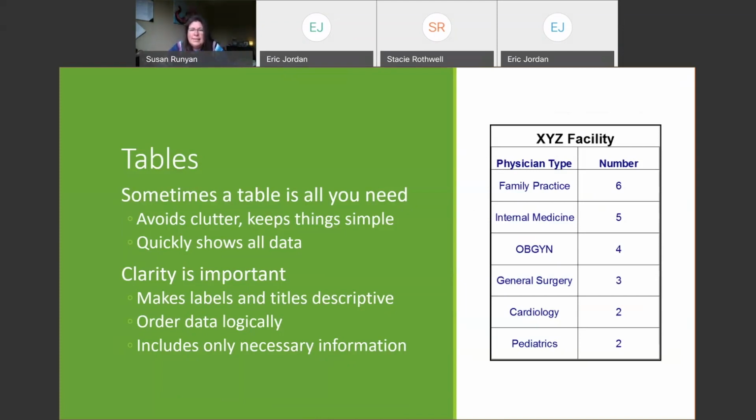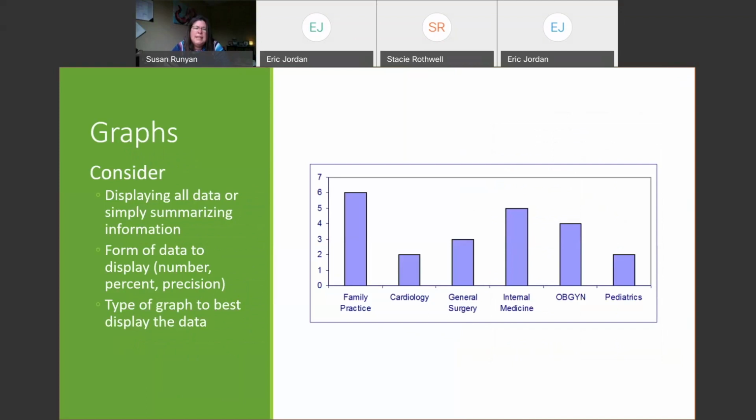So 6 out of 10, 6 out of 6, 6 out of 6,000? I don't know. So when you're looking at data, this might mean a lot to you, but when you take a step back, it might not. It might not be telling the story that you want to tell. For graphs, it certainly has the ability to display data. I use graphs probably more than anything.